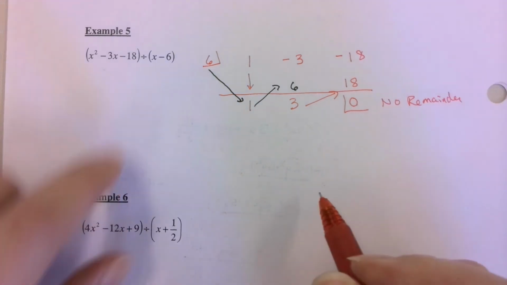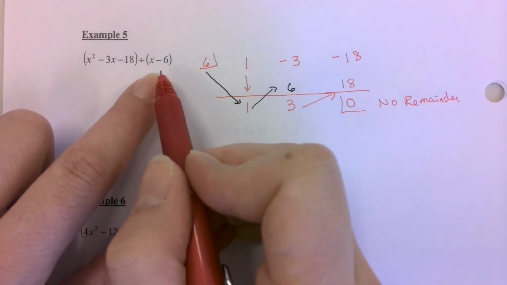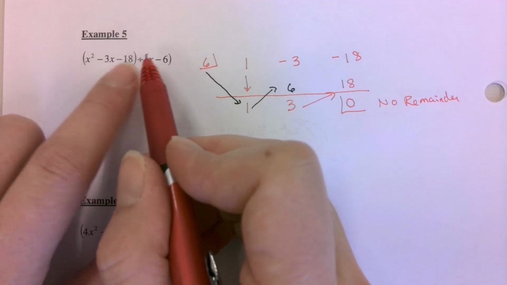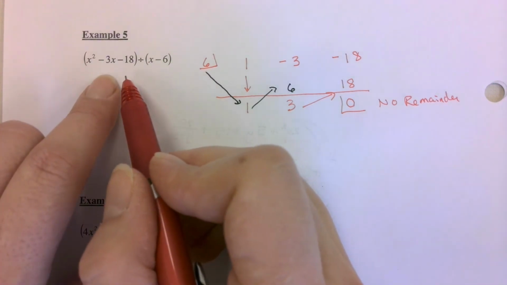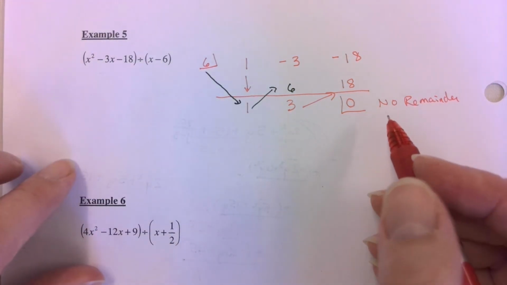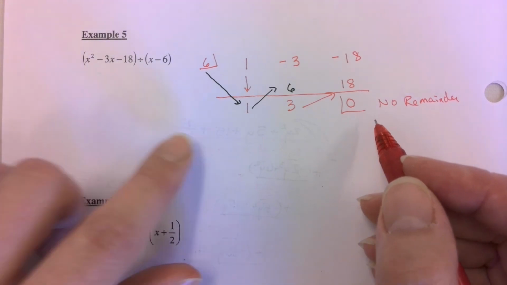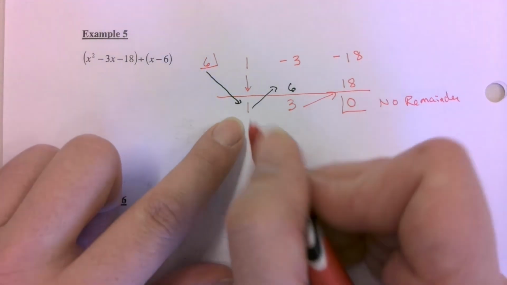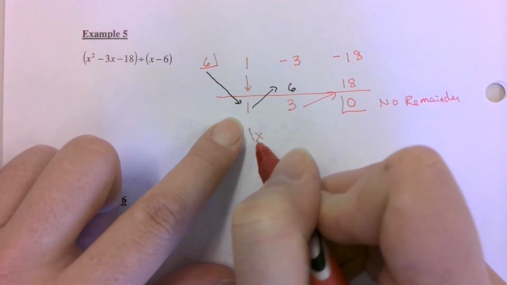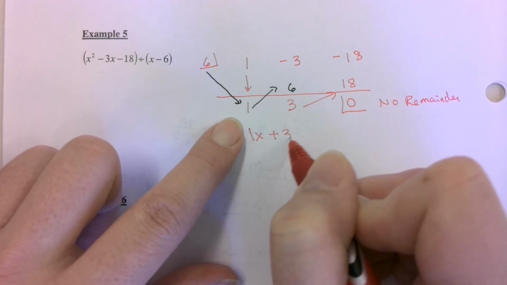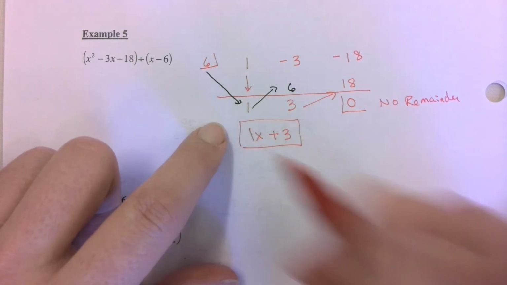And since there's no remainder, that means that x minus 6 is a binomial factor of my quadratic trinomial. How do I write my final answer? Well, we pulled the x squared, and so now we're down to 1x to the first plus 3 with the remainder of 0.